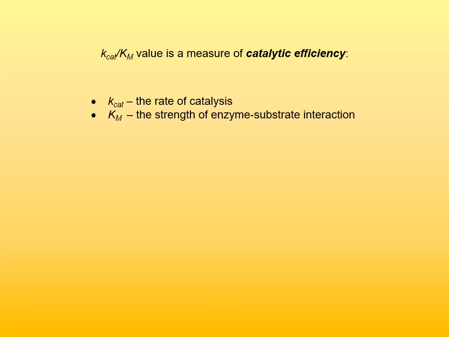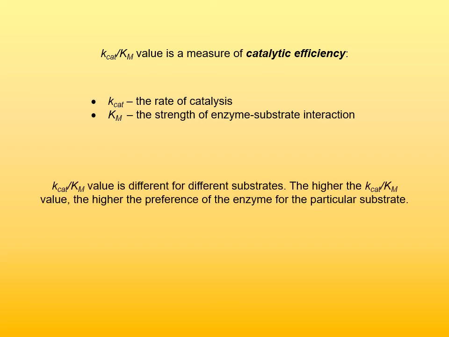It's different for different substrates, and the higher the K cut over Km ratio, the higher the preference of the enzyme for particular substrate. So that means the more specific the enzyme is. So if K cut over Km value for particular substrate is very high, that means that enzyme is highly specific for that substrate. On the other hand, non-specific enzymes will have relatively low K cut over Km value. So that completes this brief discussion of Michaelis Menten equation.